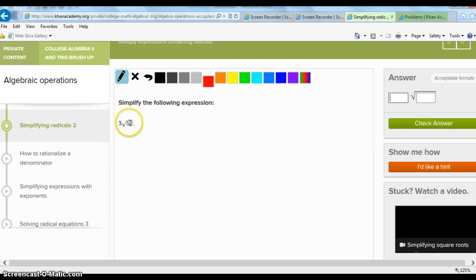Let's try one more, see if this one we can break down any further. 3 times the square root of 52. Make our factor tree, 52. 52 can be broken down into 2 times, what are you thinking, Vicky? 2 times what?